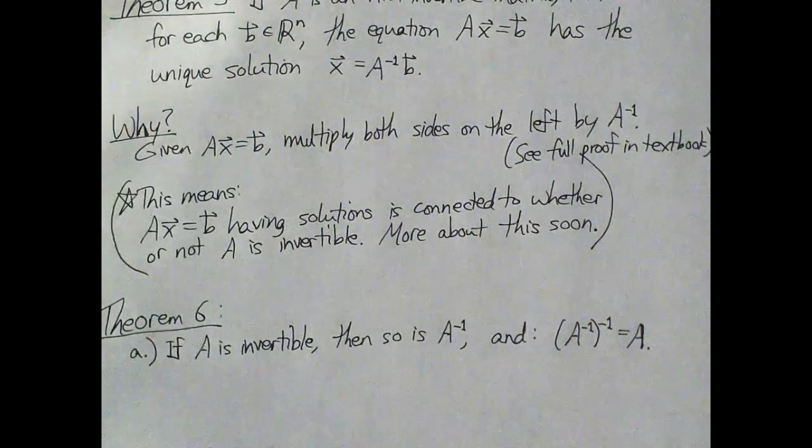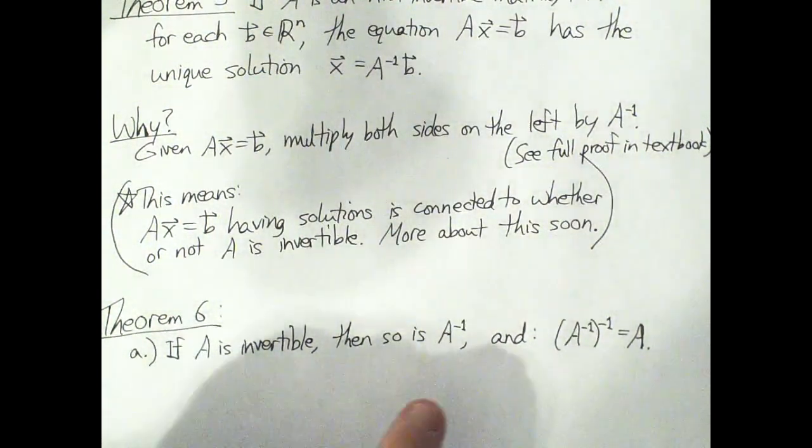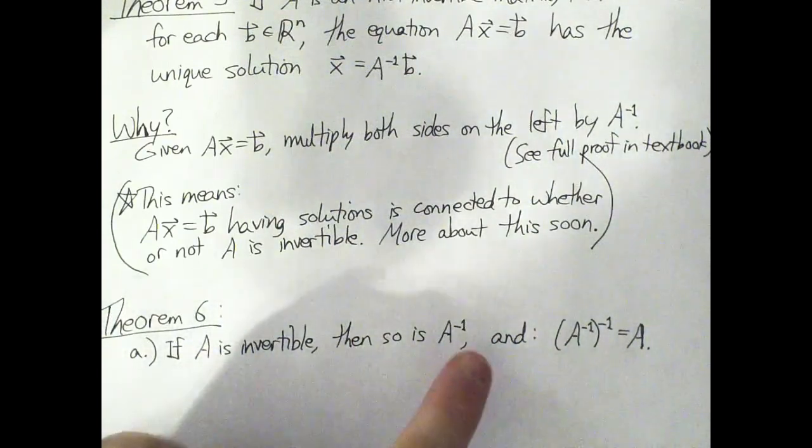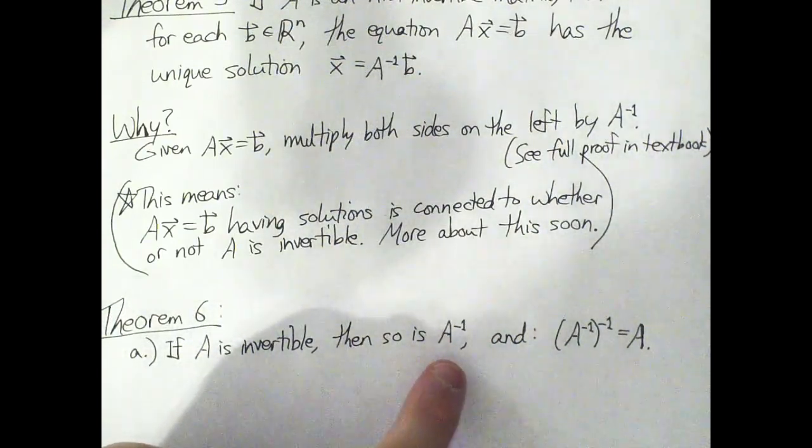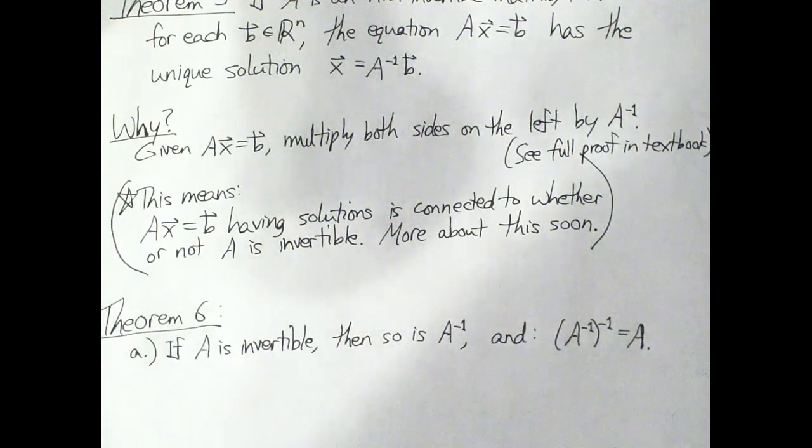This is something that we might have been kind of thinking about even though we hadn't said it yet. If a matrix is invertible, are they inverses of each other? You have a matrix and you have its inverse. Are they inverses of each other? And the answer is yes. They are inverses of each other.